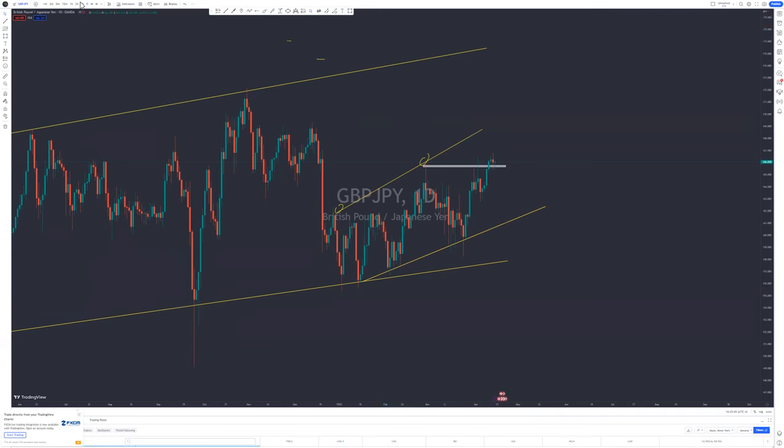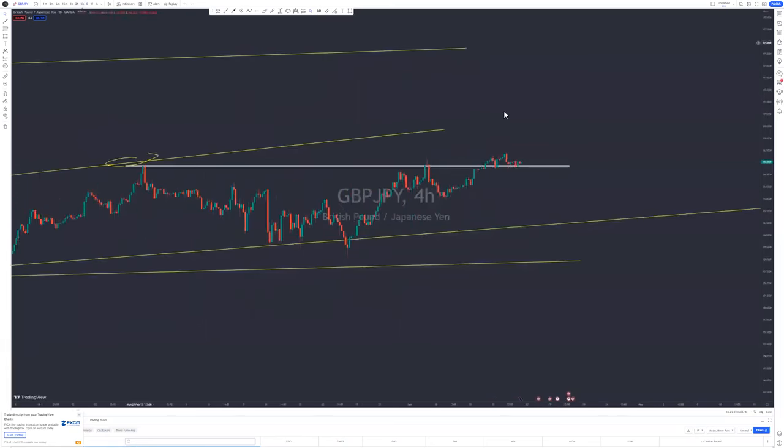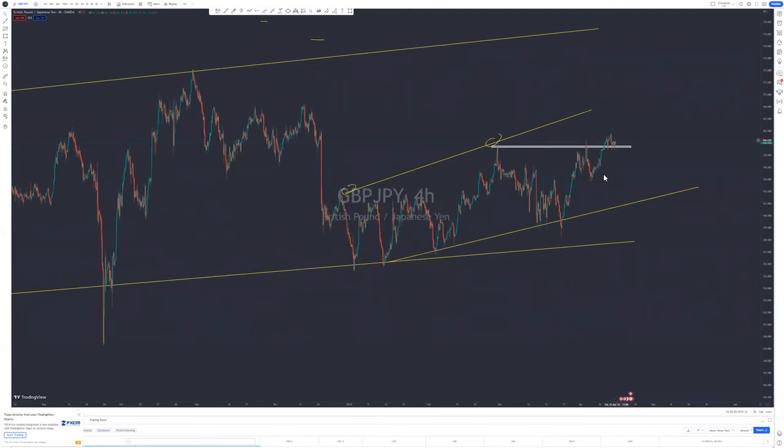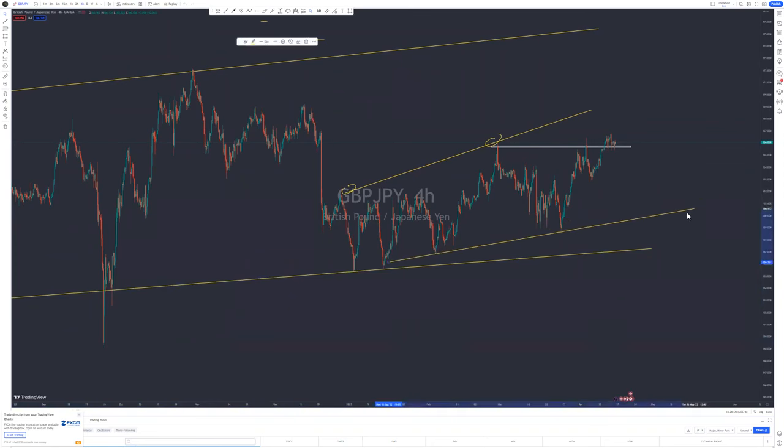So now I'm going to go to the 4 hour. On the 4 hour, let's fix this trend. Perfect. And then again, let's fix this level. Perfect. On the 4 hour, without fear or favor, guys, we could see that price really did hit that level.